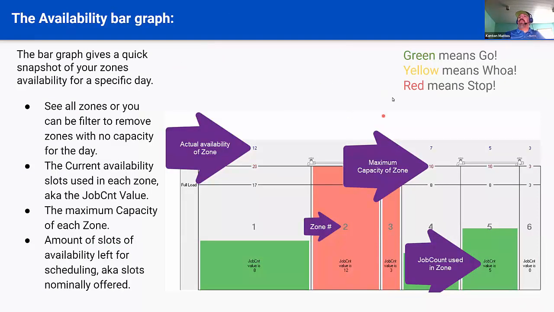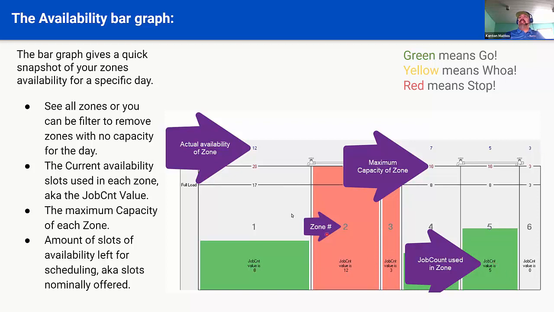Let's get a bit more of a breakdown of what we see in our zone bar graph here at the bottom. This does give us a quick snapshot of the zones availability for a specific day. We can see all of the zones that are there, and again, we can filter out that no capacity. We can see the current availability of slots used in each zone. So down here at the bottom, we see our job count values there.